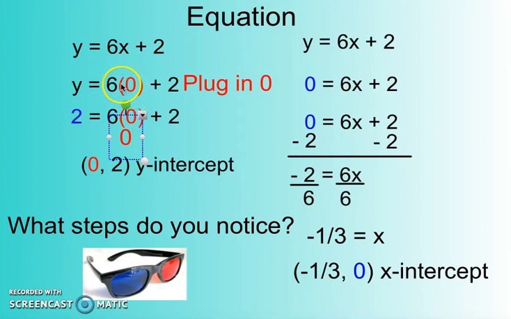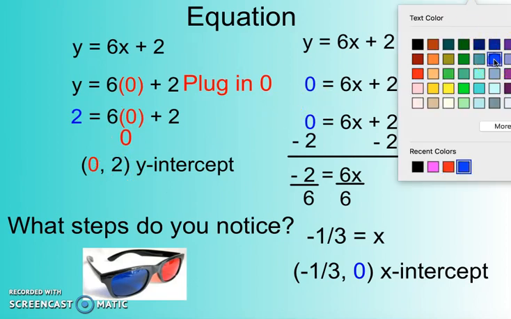And so when we plugged in 0 for x, that's why this 0 is in the x coordinate. When we plugged in 0 for x, we got an answer out as 2. And so our ordered pair for our y-intercept is 0, 2. Now look over here. What did we do over here?